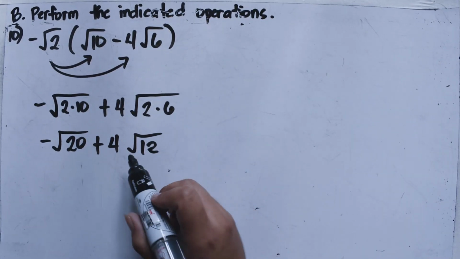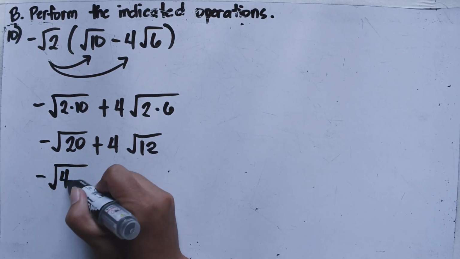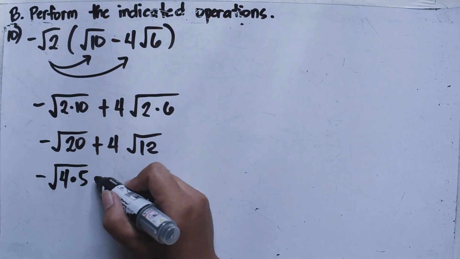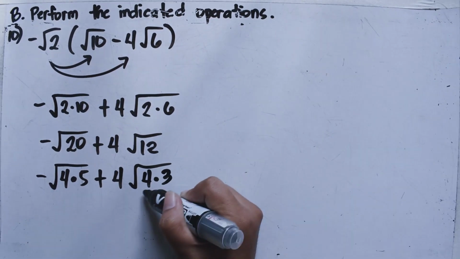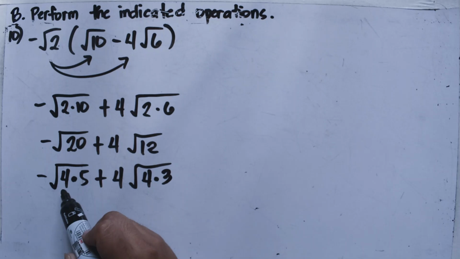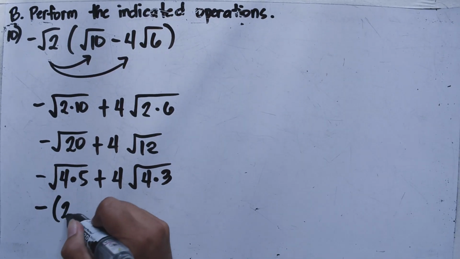Hanapan ulit ng factor na may perfect square dahil square root tayo. So, dito muna tayo kay 20. Alam natin na 4 times 5 kasi 4 is a perfect square. Plus 4, factor naman ni 12, 4 times 3. Dahil 4 also is a perfect square. So, maglabas na tayo. Ilabas natin ang square root ni 4. So, alam natin na yun ay 2. So, just copy negative. And then si 2.